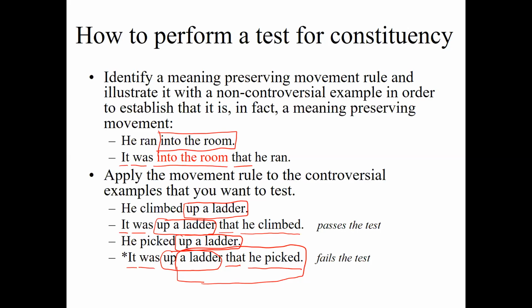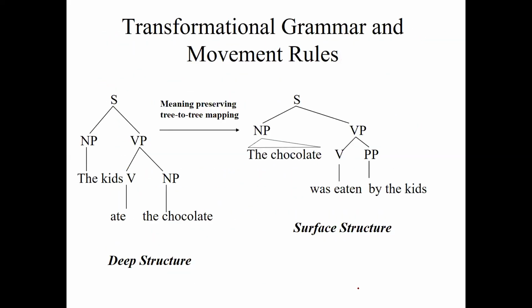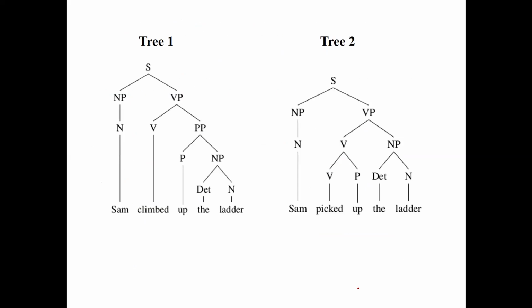Versus who climbed up a ladder? It was him who climbed up a ladder. So it's an answer to a different question, but the semantic roles are the same. But when we try to do the constituency test on he picked up a ladder, it comes out ungrammatical or not meaning the same thing. And that is why we wrote the trees this way.